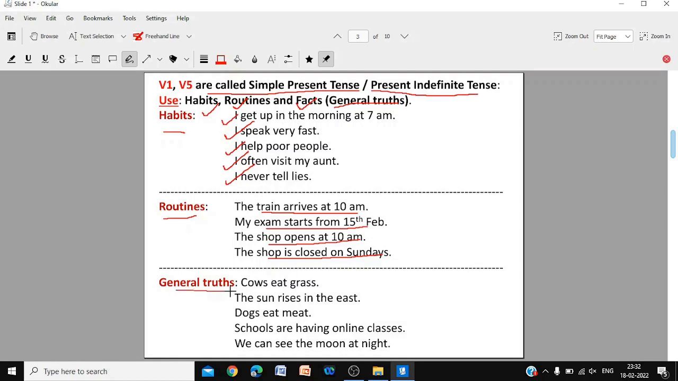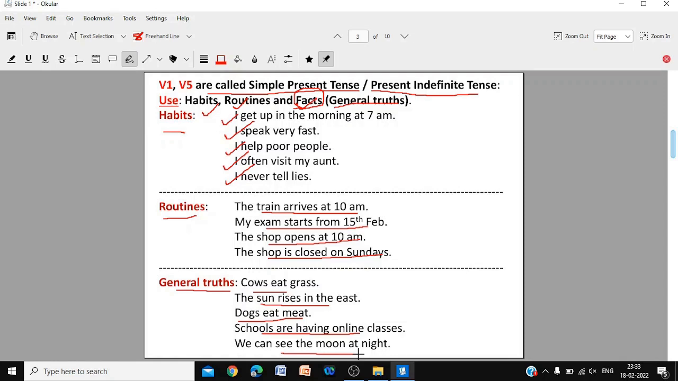And general truths are what we call facts. Facts or general truths. Cows eat grass. The sun rises in the east. Dogs eat meat. Schools are having online classes, though it may not be so after some time. We can see the moon at night, although you may not see the moon if it is a new moon. But still, this is a general truth. So in habits, routines, and facts, we use the simple present tense, either the V1 form or V5 form.